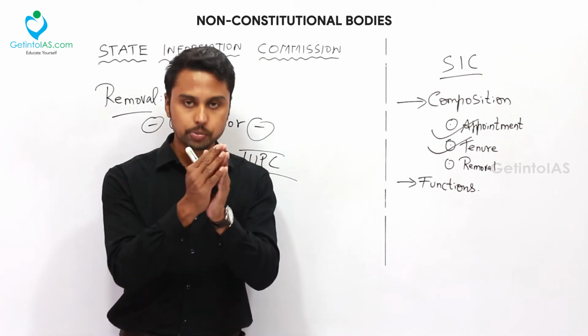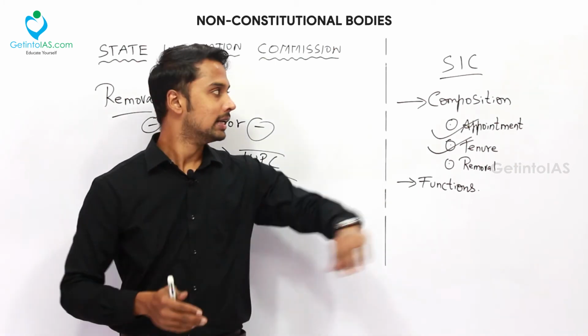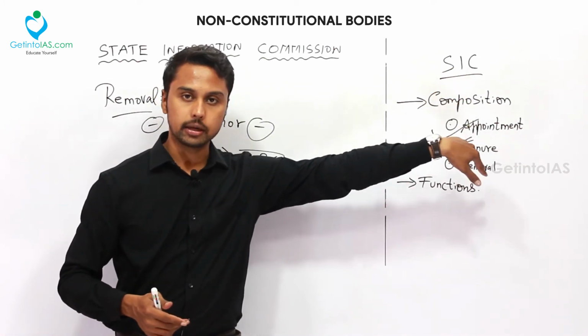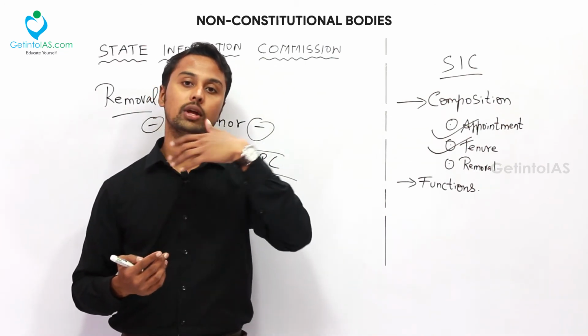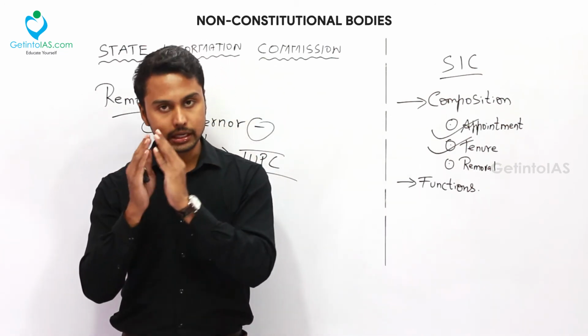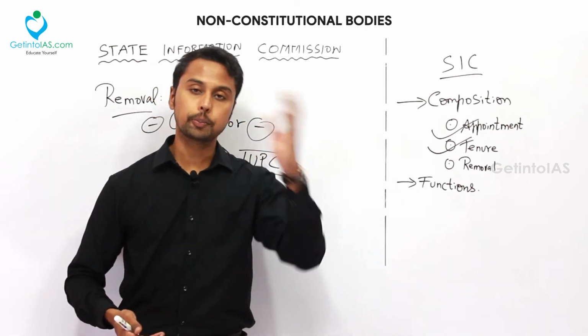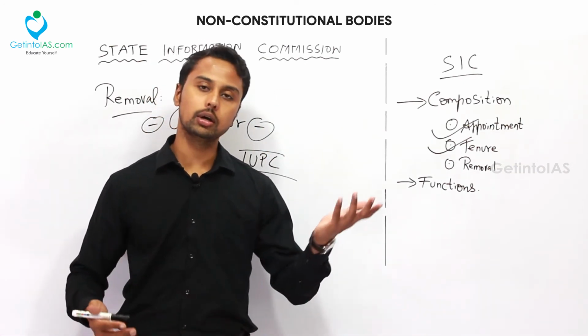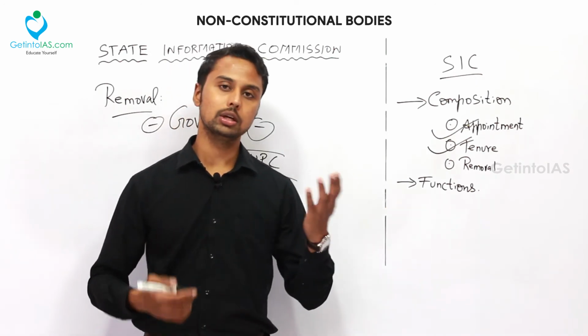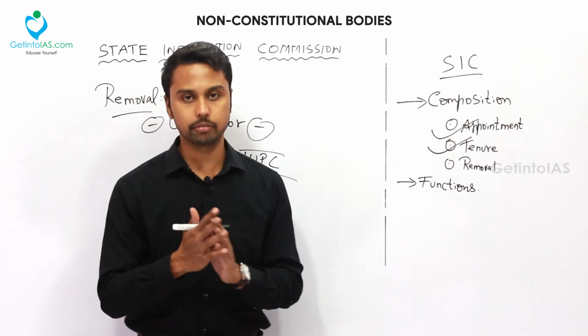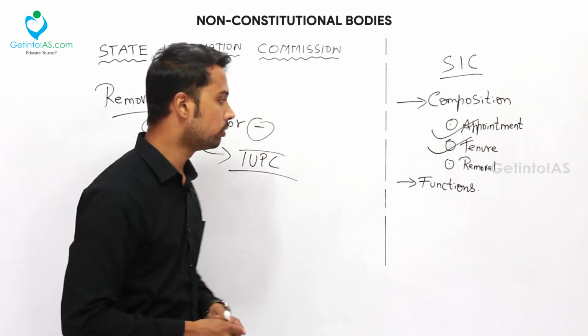So this point also you should be very clear. What you will think is, it is a state body, so the governor will recommend that to the High Court. Not like that. The governor will recommend, on the grounds of misbehavior and incapacity, to the Supreme Court only. After the Supreme Court's report only, your governor can remove both your State Chief Information Commissioner and State Information Commissioner. That is about the removal.